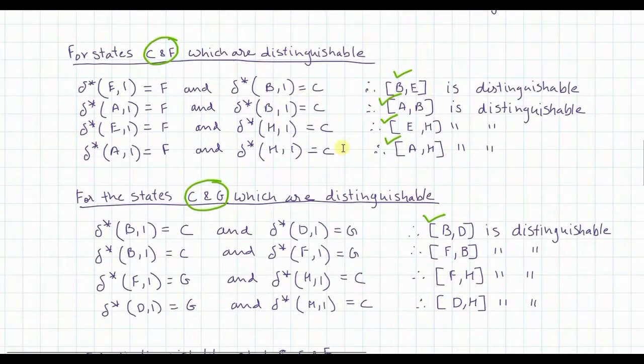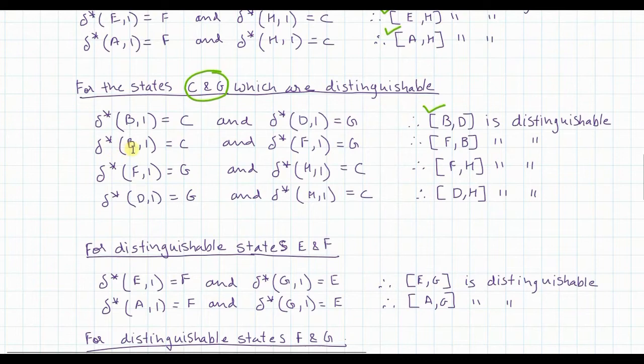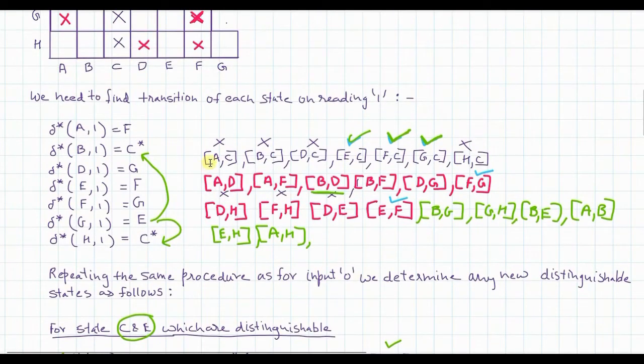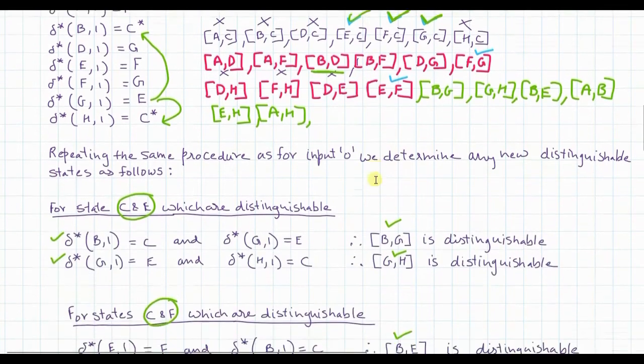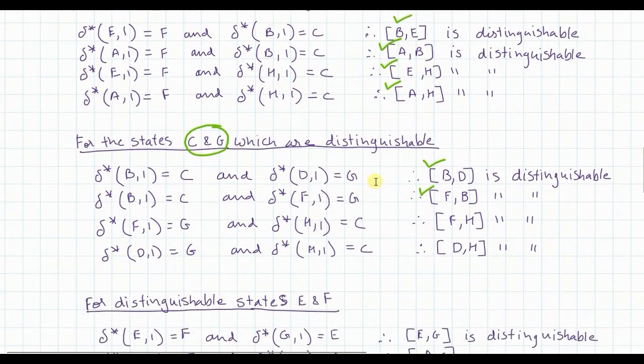Let's move further. Next, for the second combination, say B on 1 gives you C and F on 1 gives you G. Now since C and G is distinguishable, I can also say B and F is distinguishable, or F and B is distinguishable. So we have found a new pair, F and B, or B and F. You check here whether F and B or B and F is already present. Now you just see B comma F is already present, so you don't have to add it here, which also means that B comma F will be already marked with X in the table. Okay, so B comma F is distinguishable and is already marked, so I leave it.